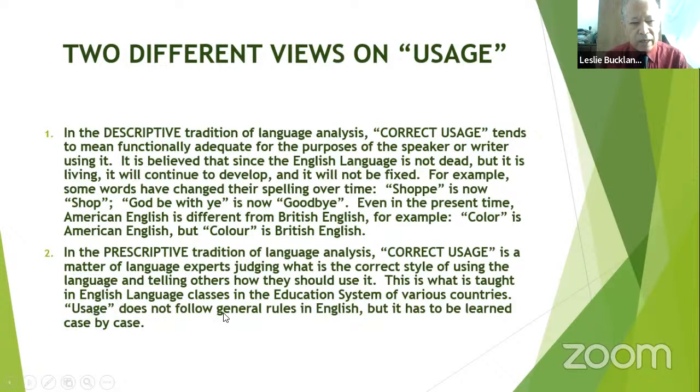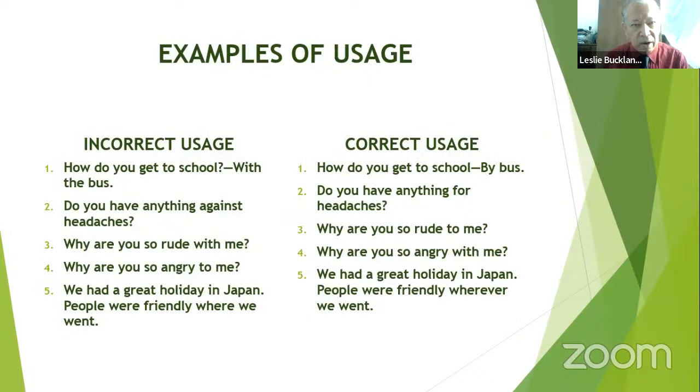Okay, what you would expect a word or a phrase to be used as does not necessarily conform to the general rules of grammar in English, and so it has to be learned by observation. We will soon get into the specific examples of these things. So here are the examples of how a word or phrase may be used. On the left side is the incorrect usage. On the right side is the correct usage.